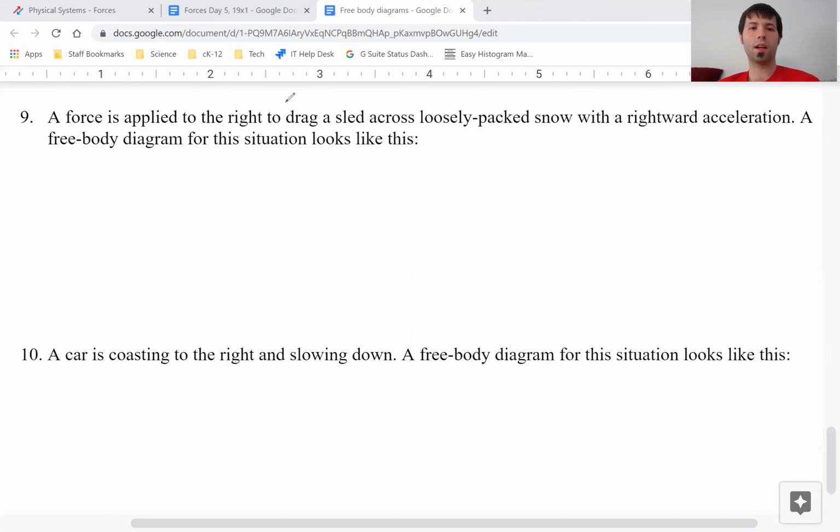Number 9: a force is applied to the right to drag a sled across loosely packed snow with rightward acceleration. A free body diagram for this situation looks like this. Okay, so this is snow, right? Let's just kind of set the stage. Let's have some fun.